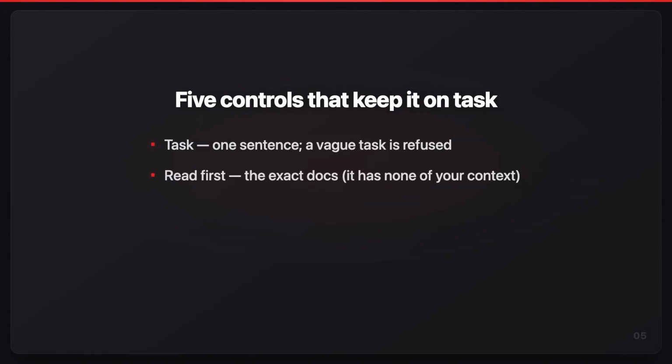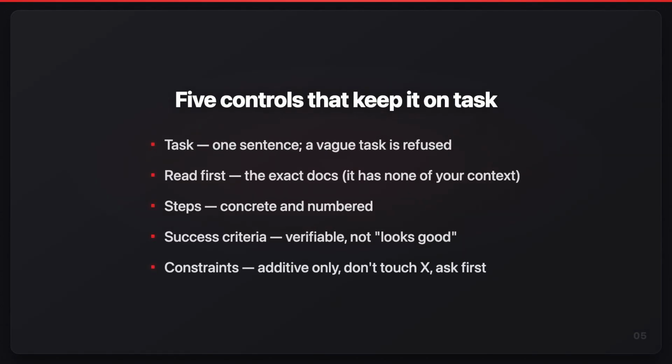5 fields, each one a control. 1 task, stated in a single sentence. The exact docs to read first, because the subagent has none of your context. Numbered steps, verifiable success criteria, and hard constraints: additive only, don't touch this, ask before that.